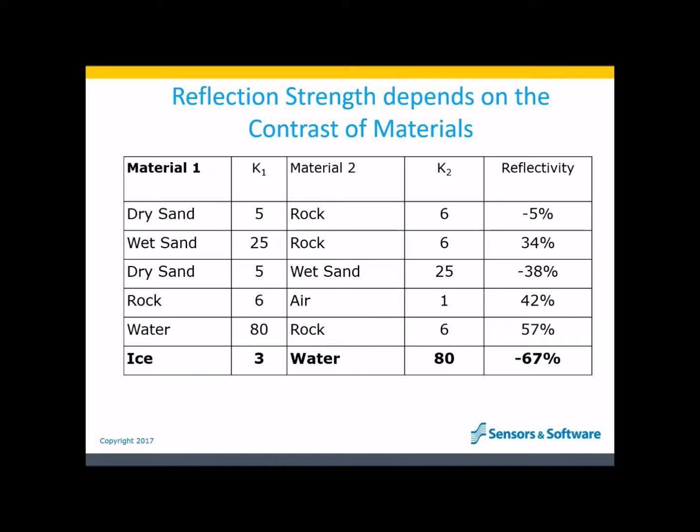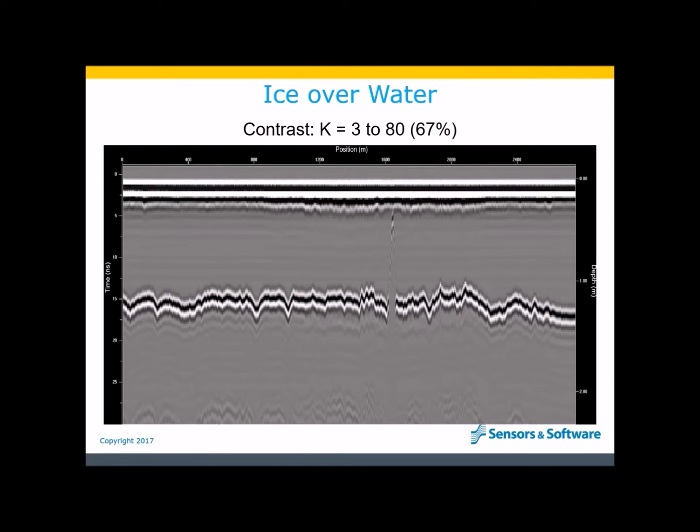One of the naturally occurring boundaries that has the highest reflection coefficient is ice, with a K of 3 over water with a K of 80. This gives a reflection coefficient of 67%. Here's an example of data collected on a frozen lake. Notice how the reflection at the ice-water interface dominates the GPR line.